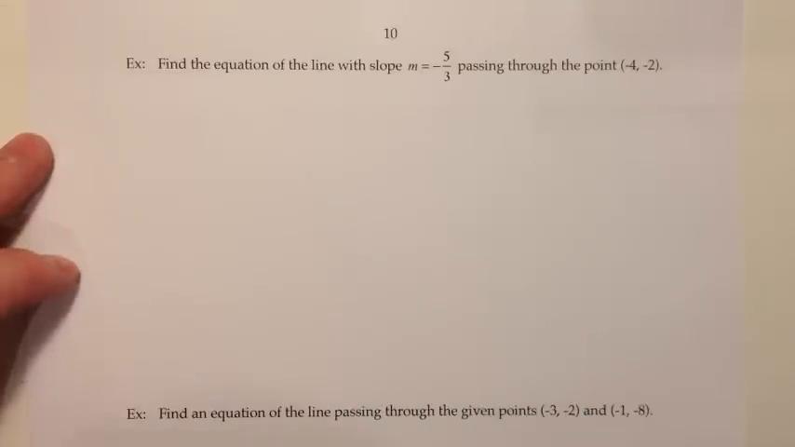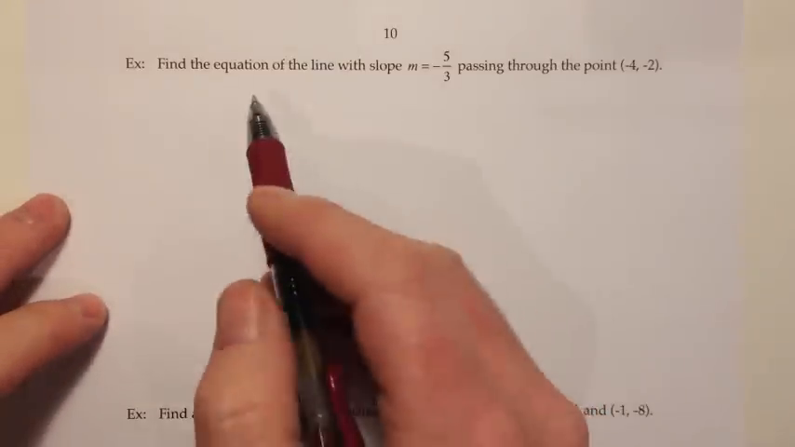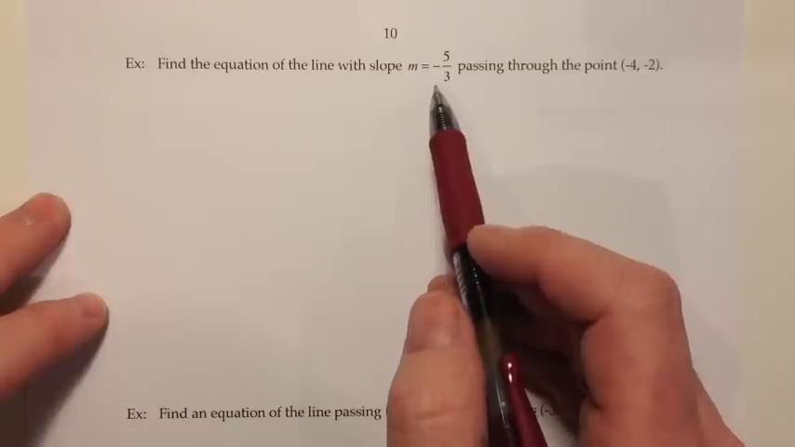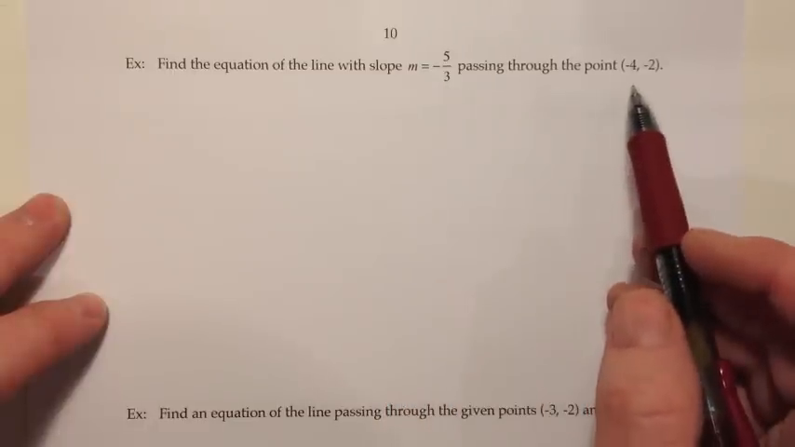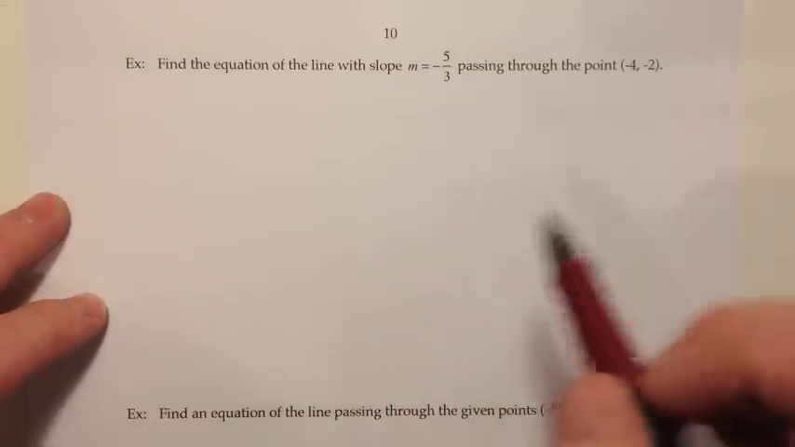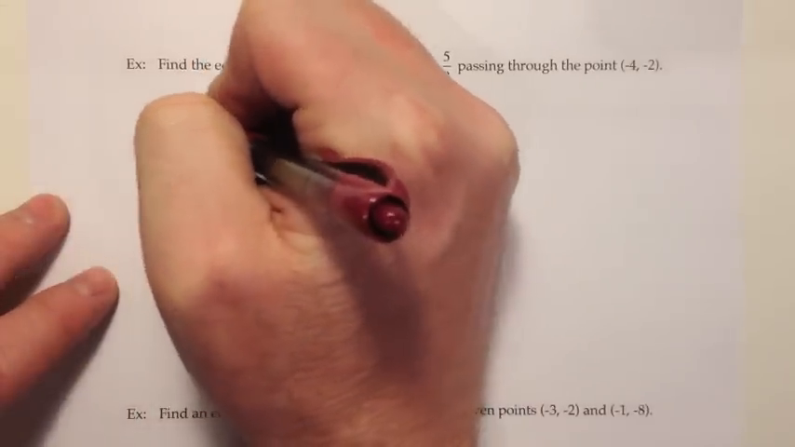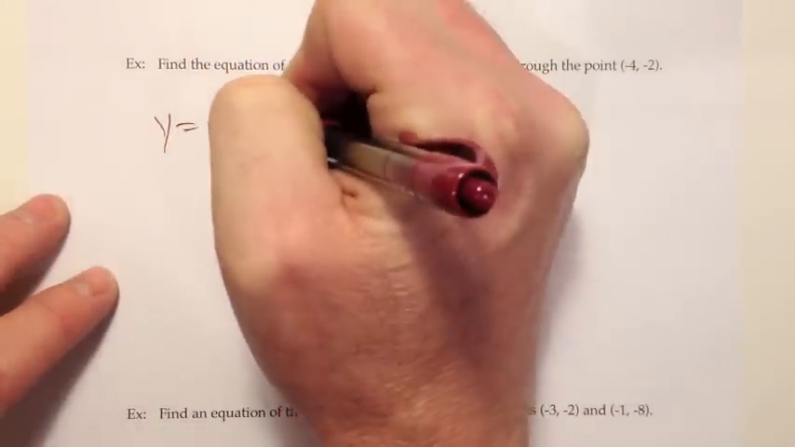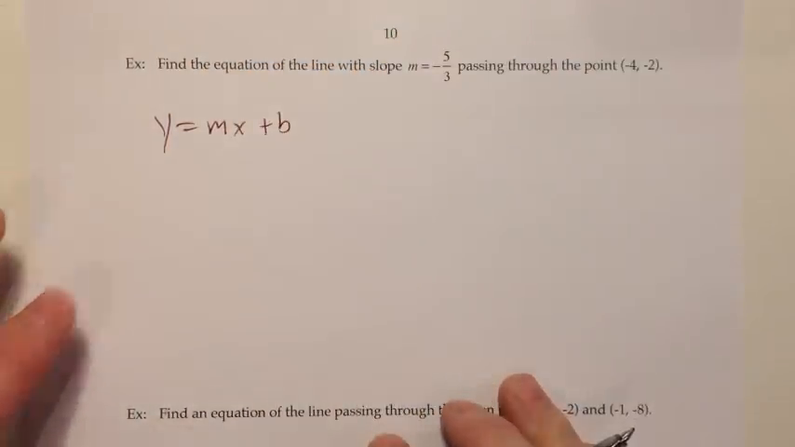Continuing on in section 5.4, on page number 10, we're going to look at a couple more examples of trying to find equations of lines. Find the equation of the line with the slope m equals negative 5/3 and passing through the point negative 4, negative 2. As we talked about on the previous page, you want to start off with the standard equation of the line, the slope-intercept form, y equals mx plus b.